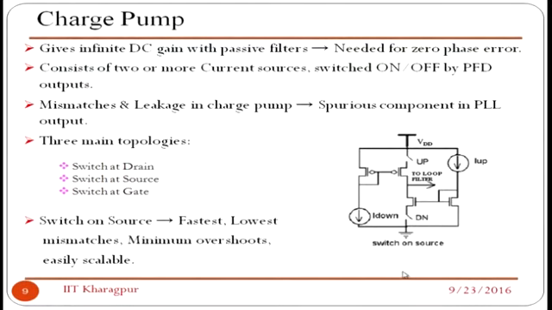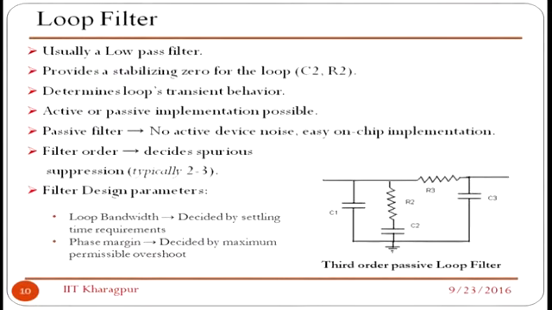So you will find both the up and down pulses coming out of the charge pump, and the duration of charging and discharging depends on the phase difference, by which the input RF frequency lags or leads the reference frequency. That is the typical charge pump, and then you have a third order passive loop filter, which is called the loop filter.